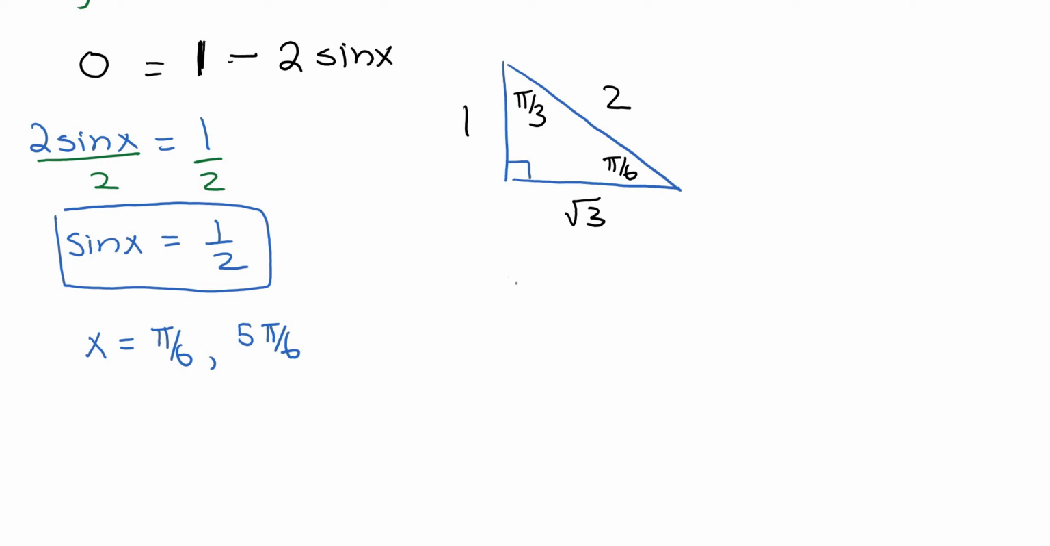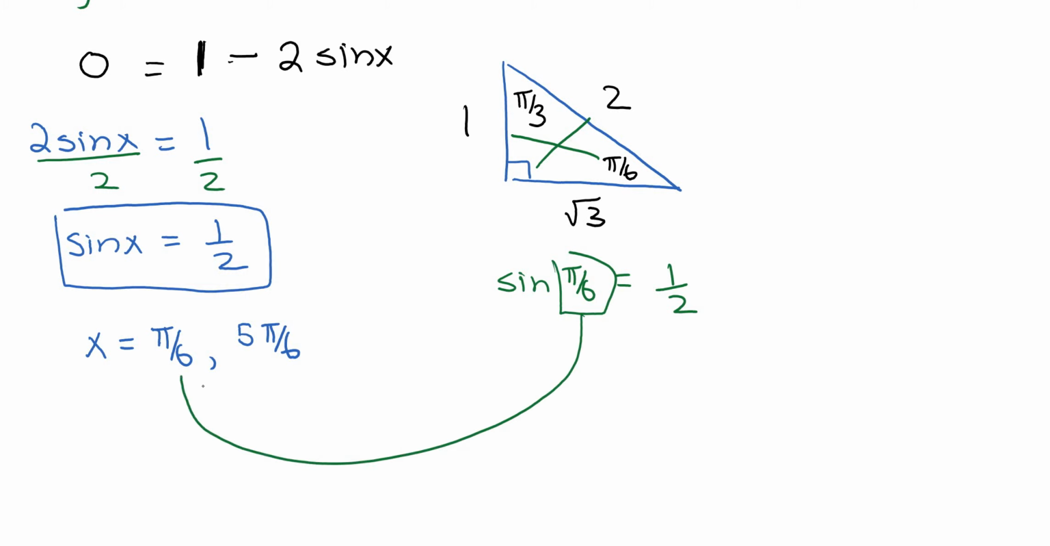And if you think about sine of pi over 6, it's the opposite and the hypotenuse, so that gives you 1/2. So sine of pi over 6 gives you the 1/2. That's how you get that answer right there. And if you think about the CAST, because this ratio, sine x equals 1/2, since that's positive, sine is positive in quadrants 1 and 2.